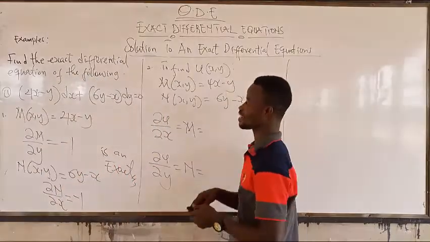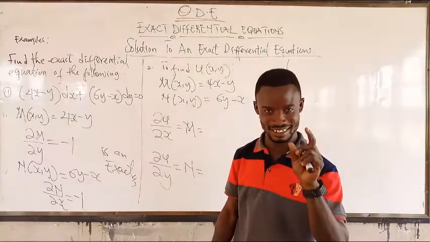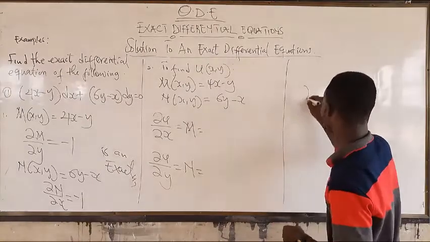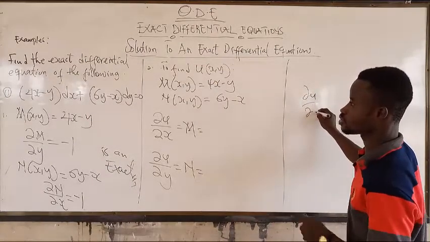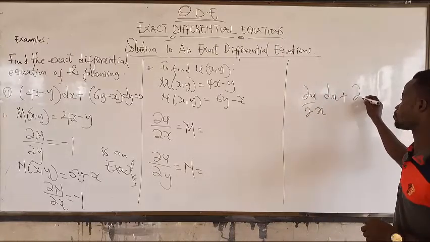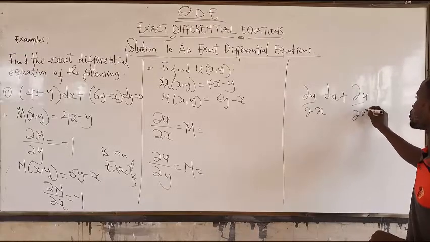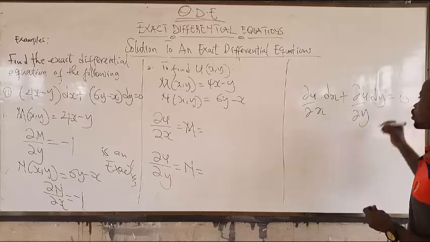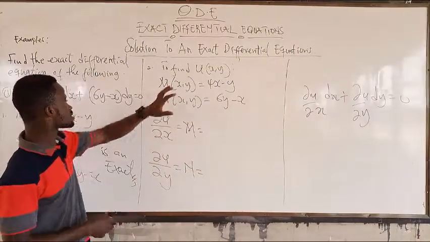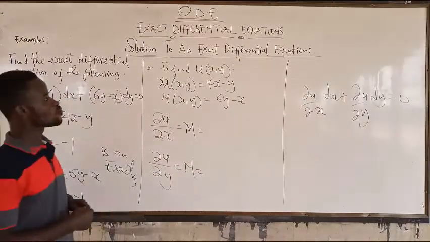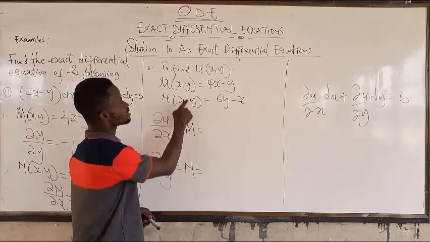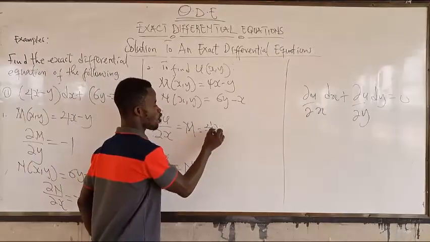Now, you know that this is a total derivative. And if it's a total derivative, you know that it is in the form: the partial derivative of u with respect to x dx plus the partial derivative of u with respect to y dy, which is equal to 0. So we are saying that this is in this form. And if this is in this form, then we can say that the partial derivative of u with respect to x is the same as the M, and that is 4x minus y.